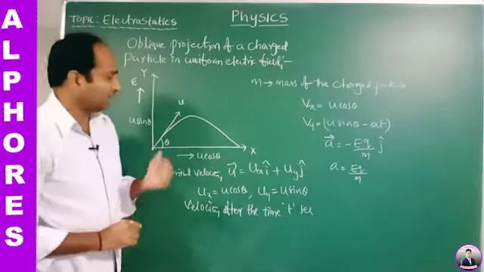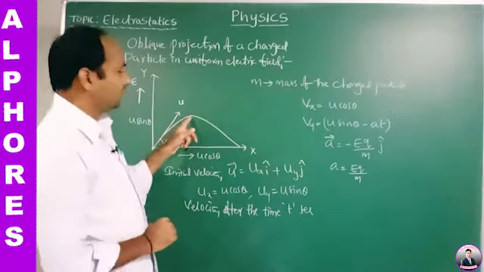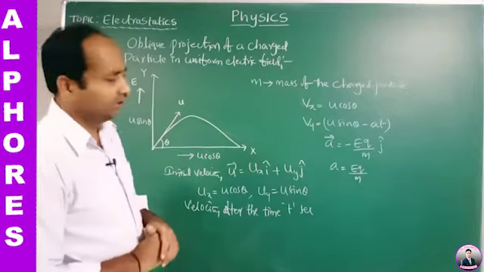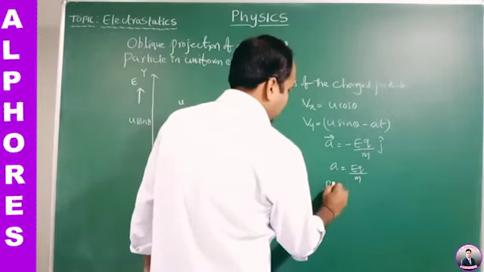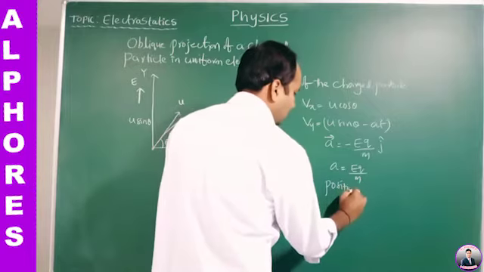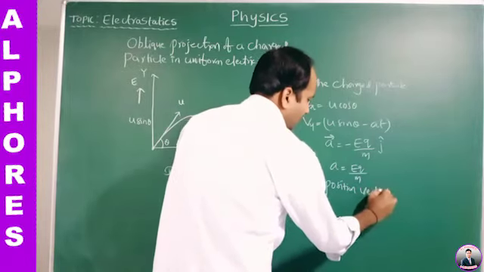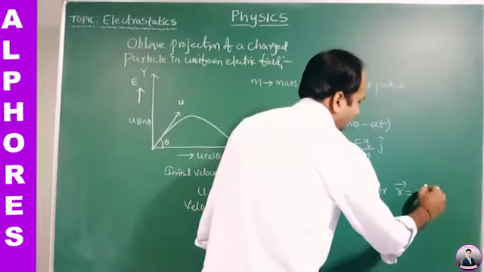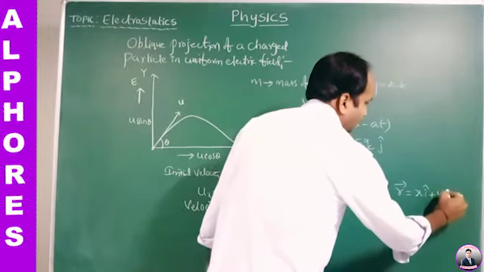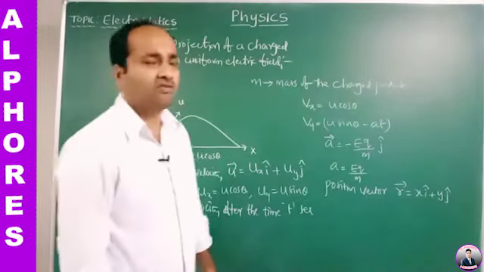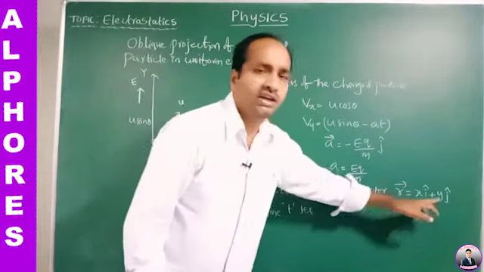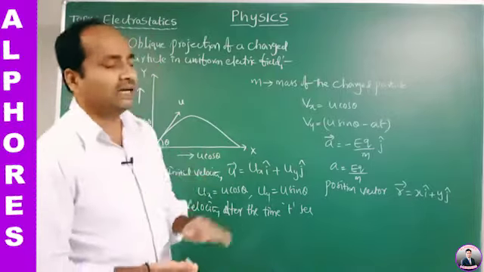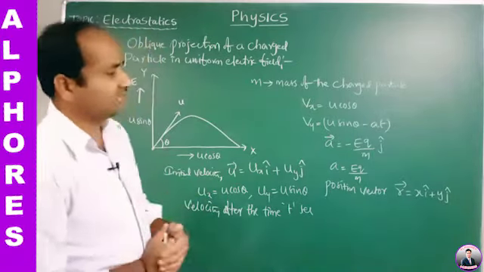Now similarly, at any instant of time t during the projection, the particle may be at any position. Then what should be the position vector of the particle? The position vector r bar is equal to x i cap plus y j cap. What are x and y here? X and y are the horizontal displacement and vertical displacement of the charged particle at any instant of time.